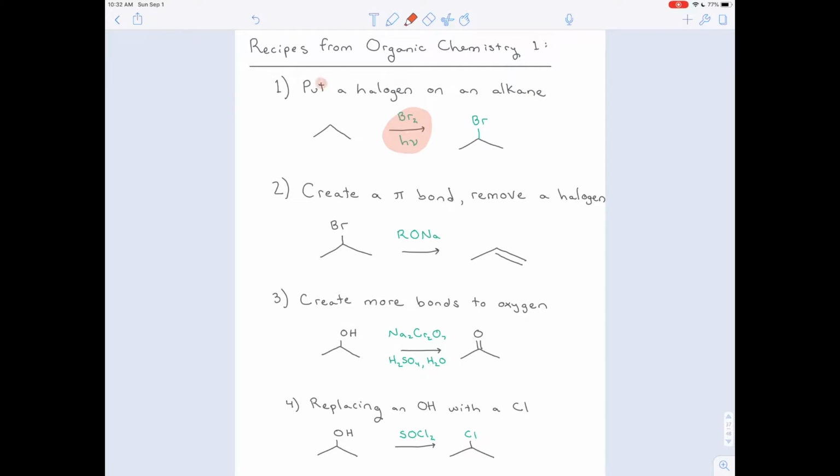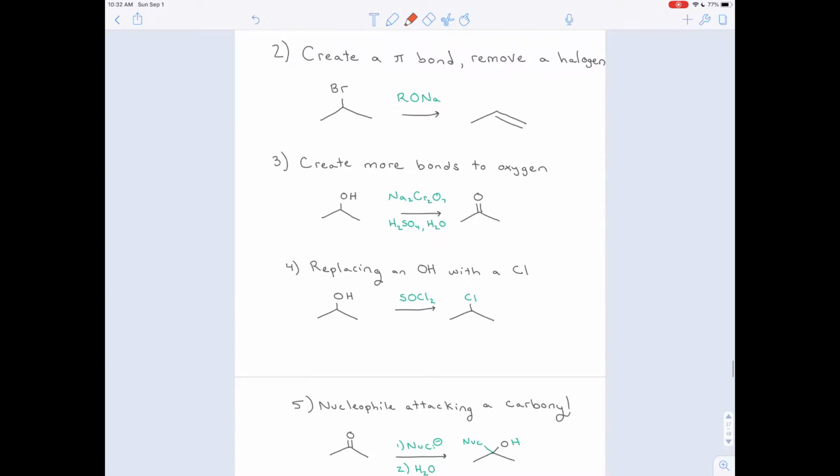So if you want to put a halogen onto an alkane, a carbon that has all single bonds, add bromine, Br2, and H-nu. Now this looks like a V, but it's actually the Greek letter nu, and that H-nu is just standing for light. So you'd be shining ultraviolet light, and you'd add some bromine molecules. If you want to create a pi bond, make sure you have a halogen to begin with, and then just add a strong base.